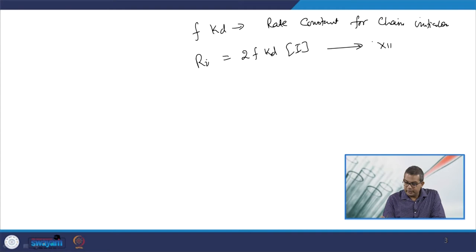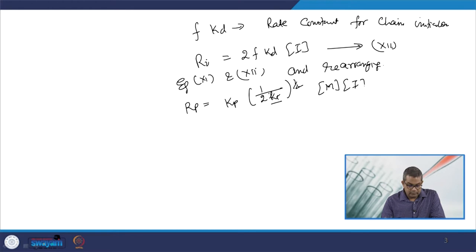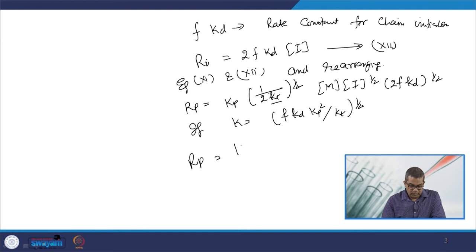Now, if we combine equation 11 and equation 12 and rearrange, then we have Rp equal to kp, that is the rate constant of propagation, upon 2 kt to the half, this is the rate constant of termination, then [M] times 2 f kd to the half. Now, if k is equal to f kd kp squared upon kt to the half, then Rp is equal to k [M] [I] to the half.